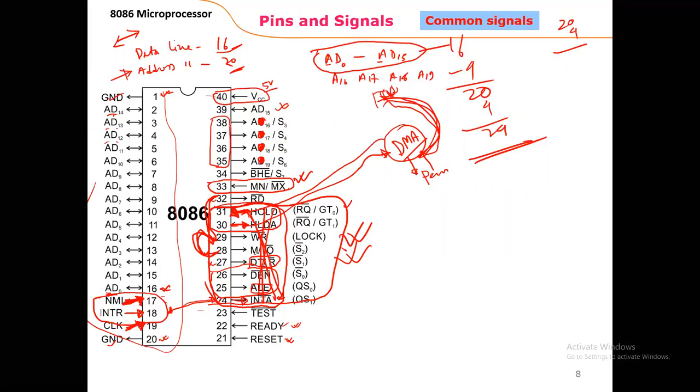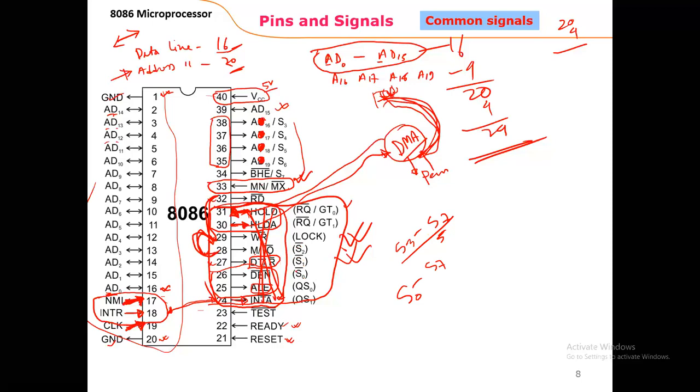And S means status. Both work on pins 38, 37, 36, 35, and 34. These 5 are status signals S3 to S7. But in minimum mode only S3 to S7 are active, which is these 5. In maximum mode there are another 3: S0, S1, S2.